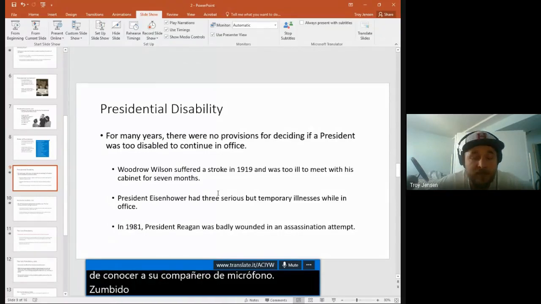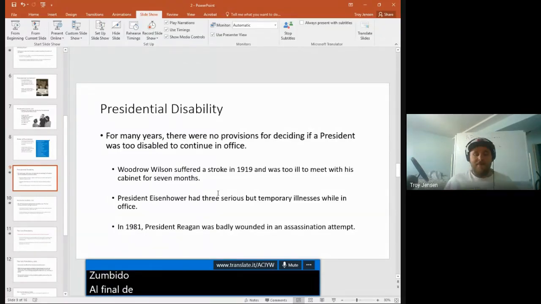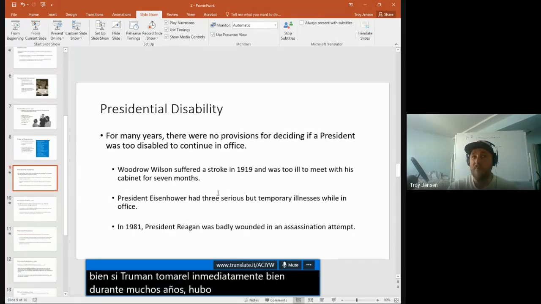At the end of FDR's candidacy, he was in a wheelchair. He was suffering from polio. And a lot of the question was, well, should Truman take over immediately? Okay. For many years, there were really no provisions for deciding if a president was too disabled. Woodrow Wilson suffered a stroke in 1919 and was too ill to meet with his cabinet for 7 months. So really, the cabinet officers were just doing their jobs, doing whatever they wanted to do.